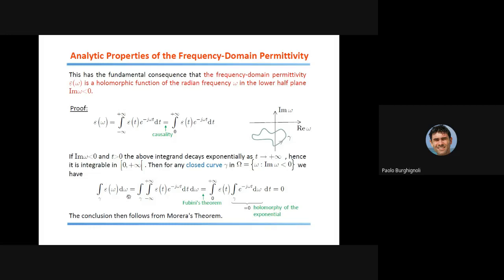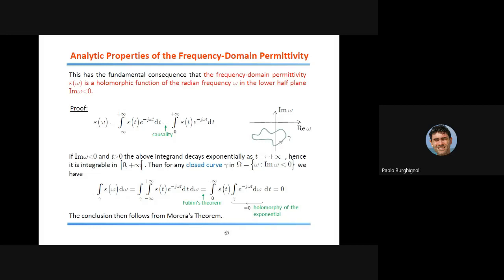So we have discovered that the epsilon function in the frequency domain, epsilon of omega, is characterized by having its integrals along any closed curve in the lower half plane be equal to 0. But we know that this is in turn equivalent to saying that this function is holomorphic in the lower half plane, because we know that Morera's theorem holds.